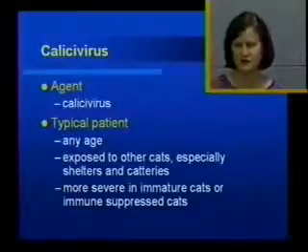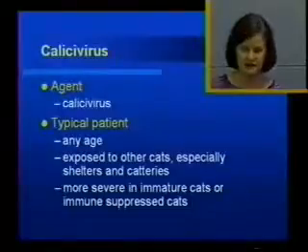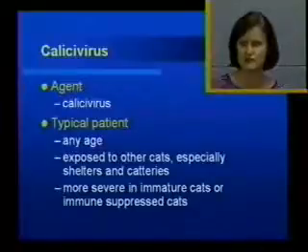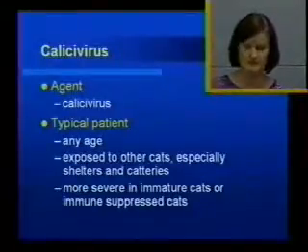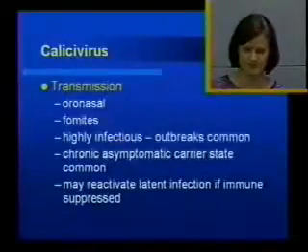Calicivirus is the other common virus implicated in upper respiratory infections. Again, cats of any age can be affected. They are cats that are exposed to other cats, especially in group housing, such as shelters, hospitals, and catteries. It is more severe in immature cats or immunosuppressed cats.